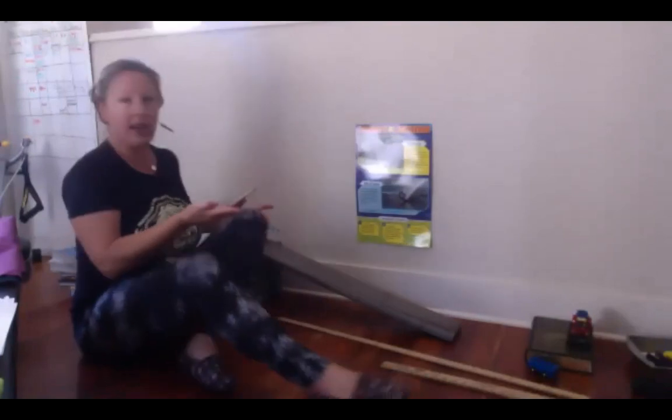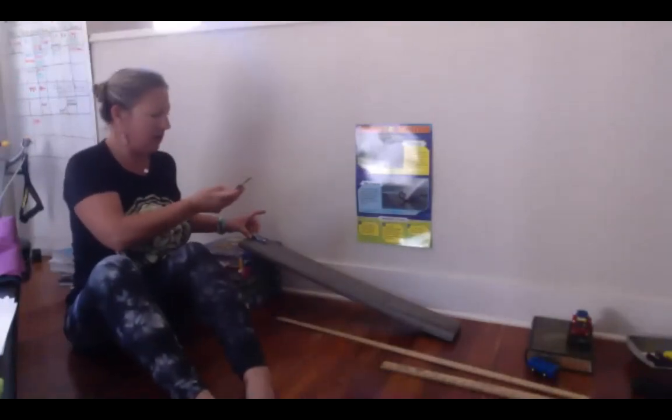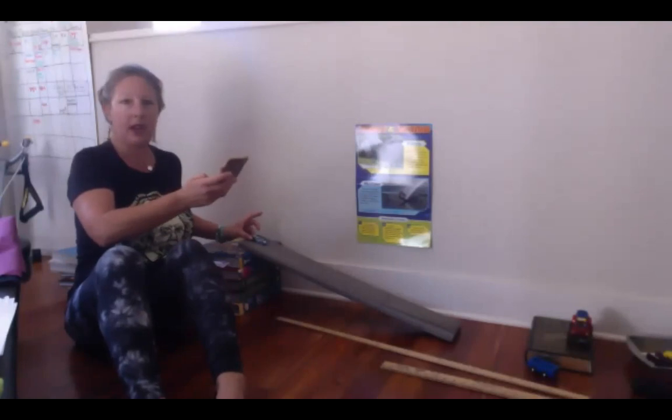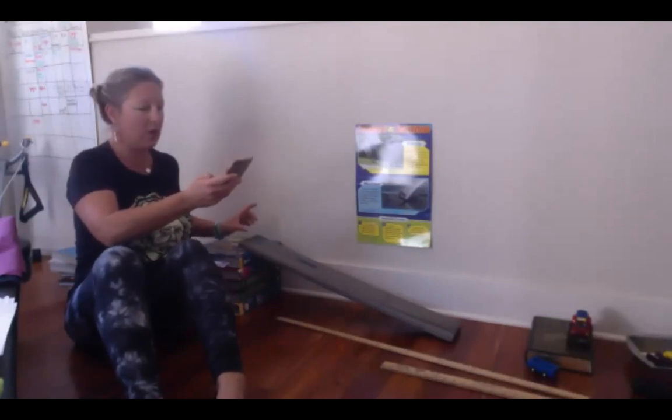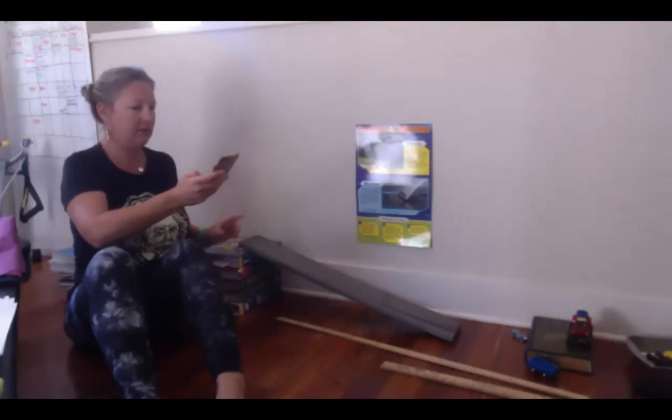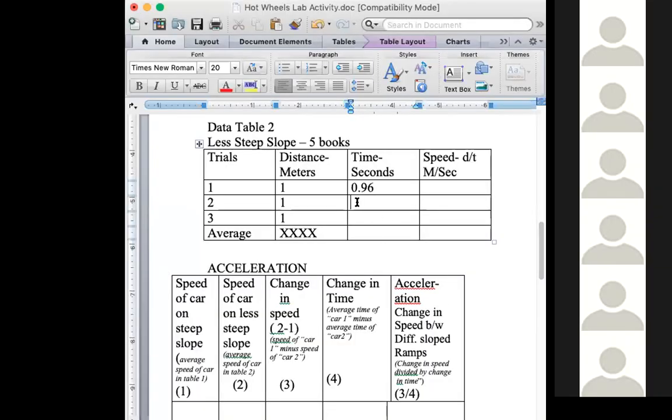All right, let's go with trial number 2. We've got the top of the ramp. Ready, set, go. It kind of went off the ramp a little bit, but I got 0.79. So let's get that in there: 0.79. And then let's do this one more time.